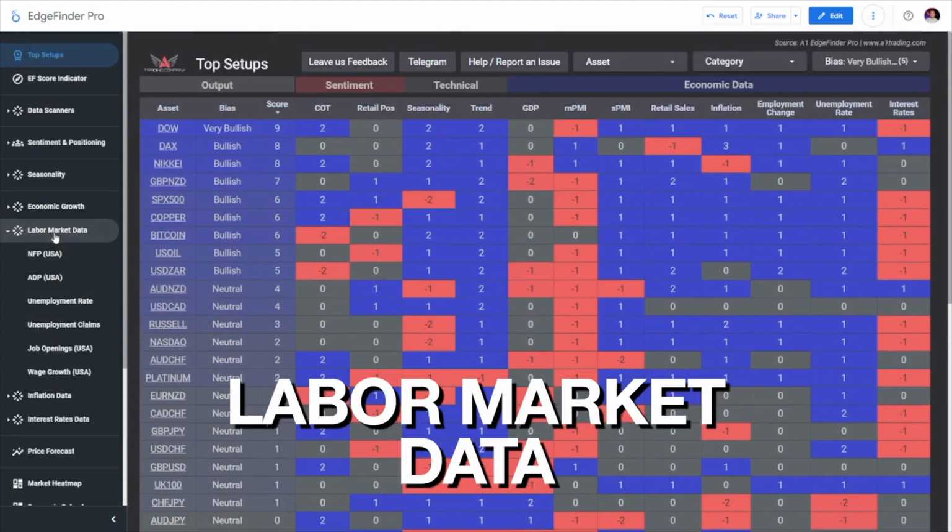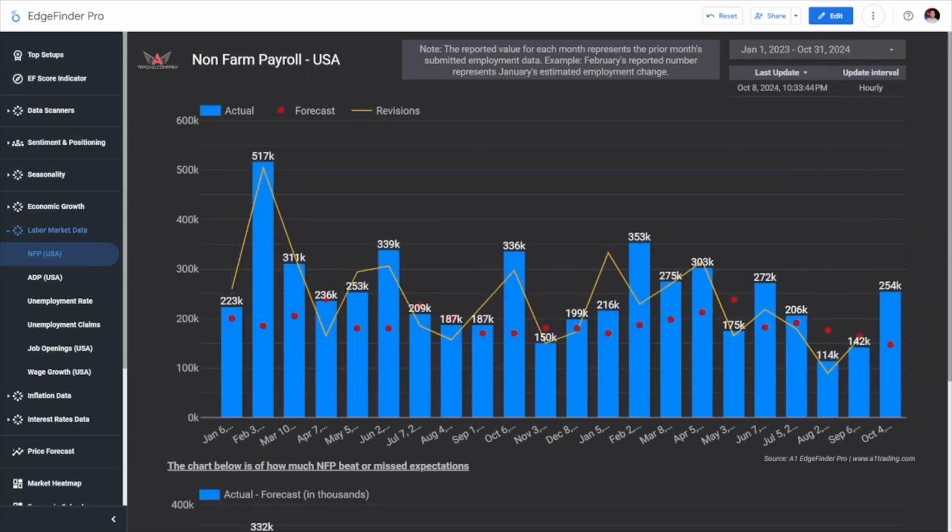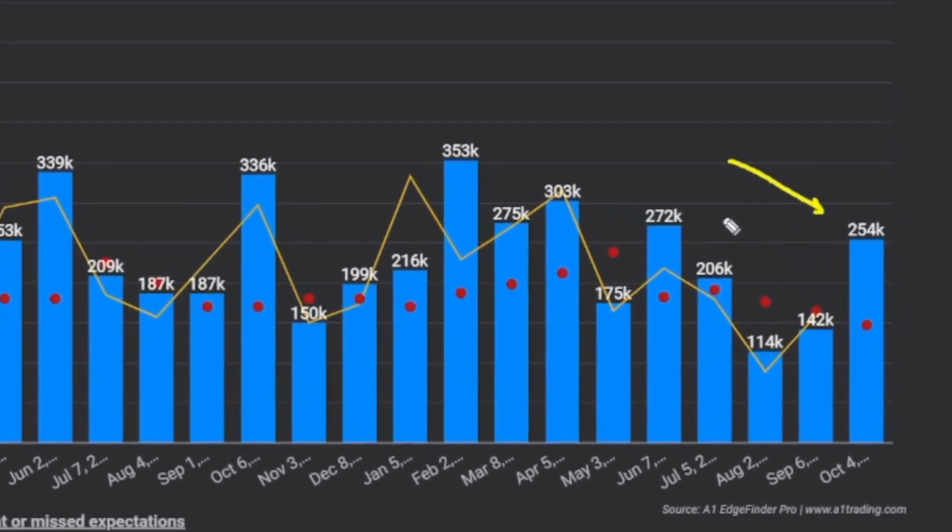Next up is labor market data, and there's a lot here, so I'm going to keep this pretty quick. The obvious one would be looking at things like NFP, jobs numbers added relative to forecasts.